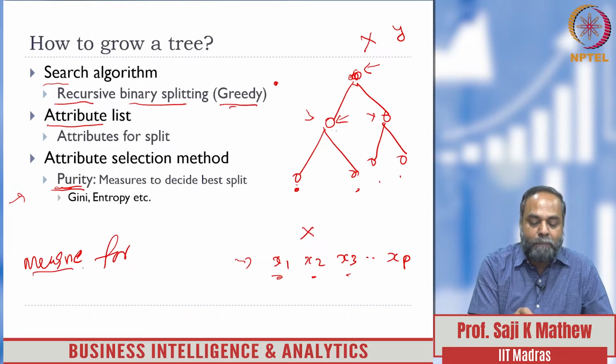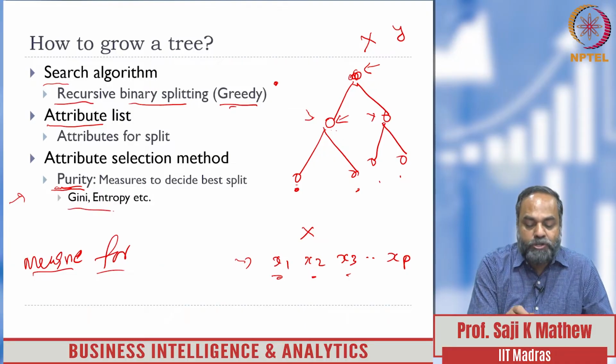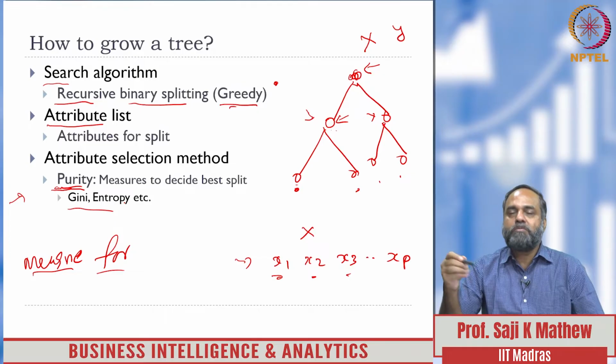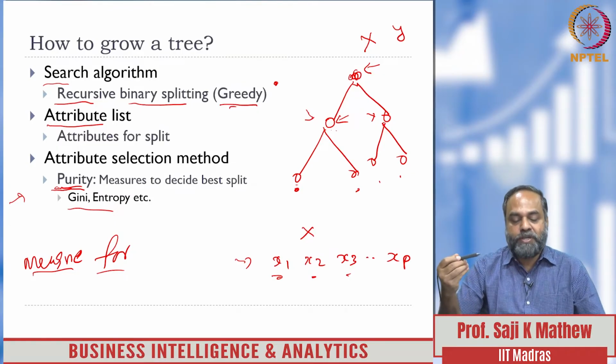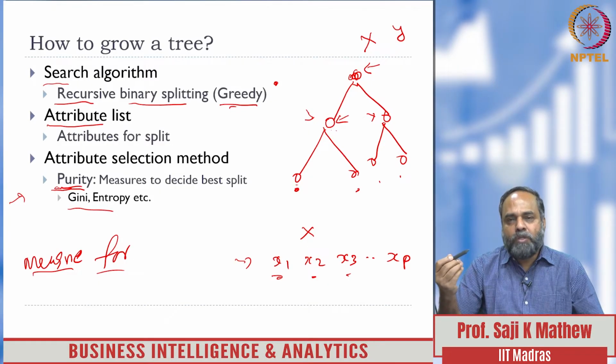Okay, therefore there has to be some measure for purity, and I am going to deal with two widely used measures in decision trees. One is the Gini score and the other is entropy. Both are measures of purity when a decision tree node is split. They operate both at the node level and at the split level, meaning you can have a measure of purity for a given node, and for a given split. We will see those details as we go.